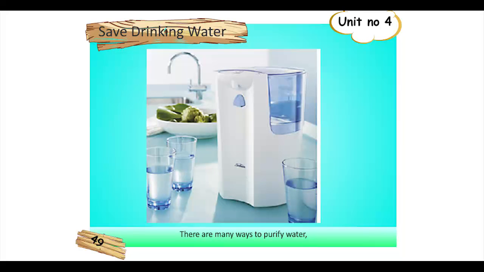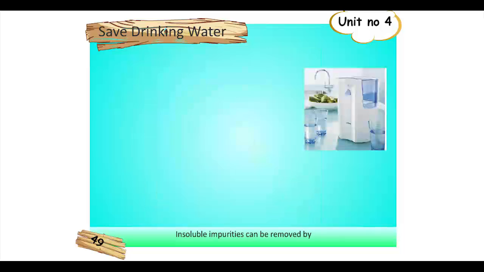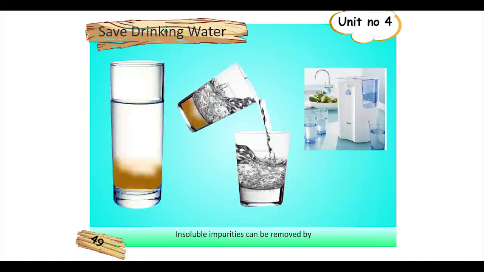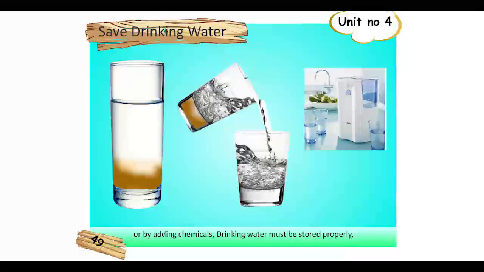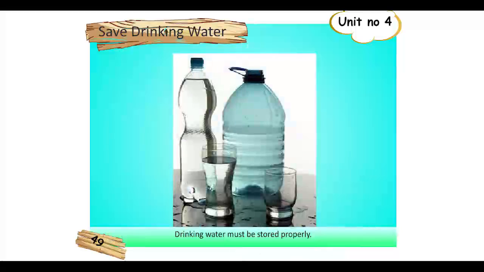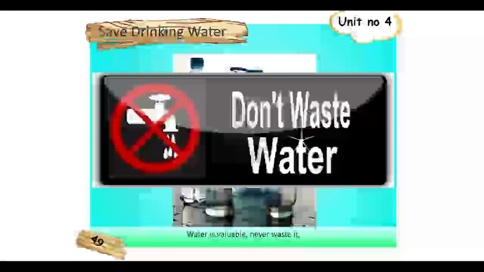There are many ways to purify water. Insoluble impurities can be removed by sedimentation, decantation and filtration. Soluble impurities can be removed by boiling or by adding chemicals. Drinking water must be stored properly. Water is valuable. Never waste it.